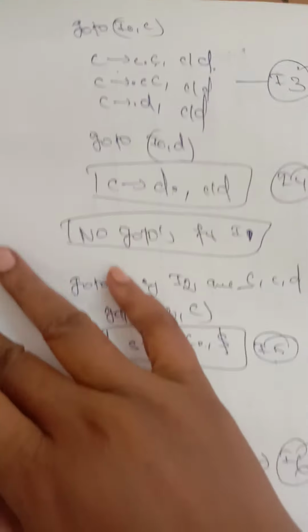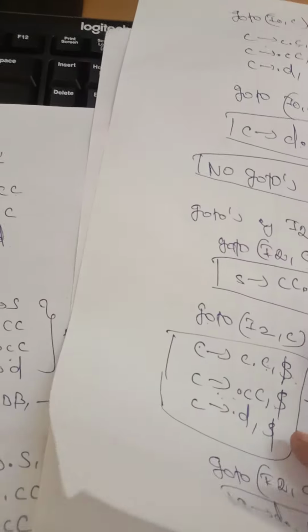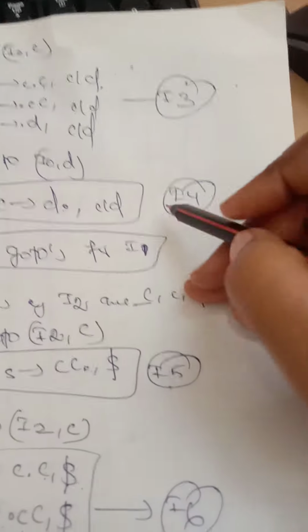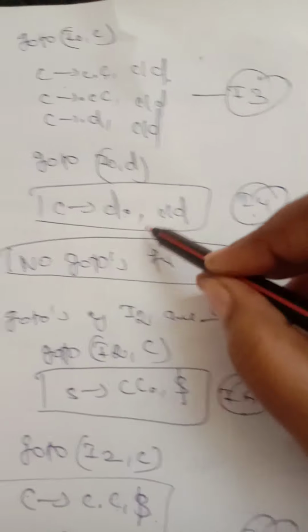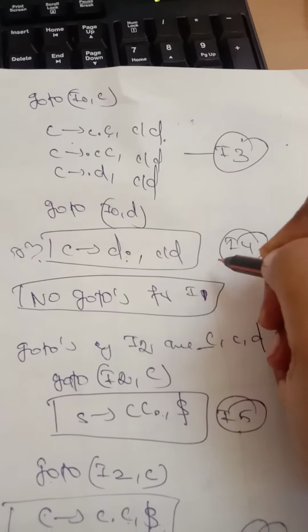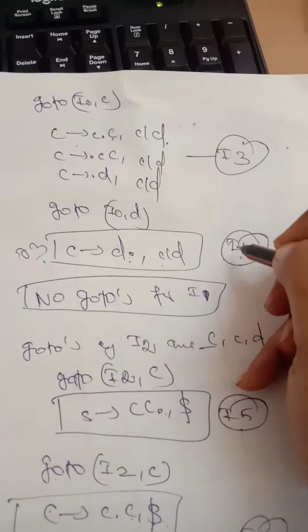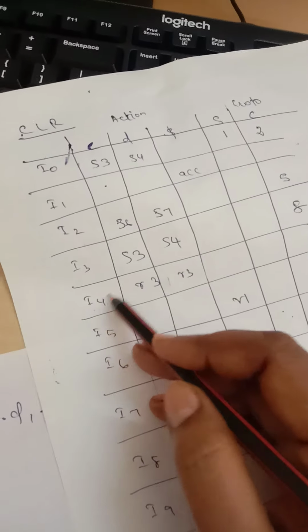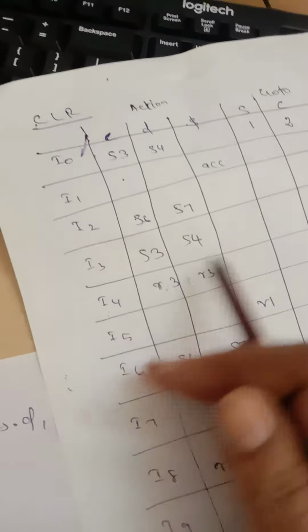So how we have to mention that number in the table means, here it's state number 4. In the fourth state, R3 comes at the end. So in 4 comma C and 4 comma D we have to mention R3. Fourth state: 4 comma C equal to R3, 4 comma D equal to R3.